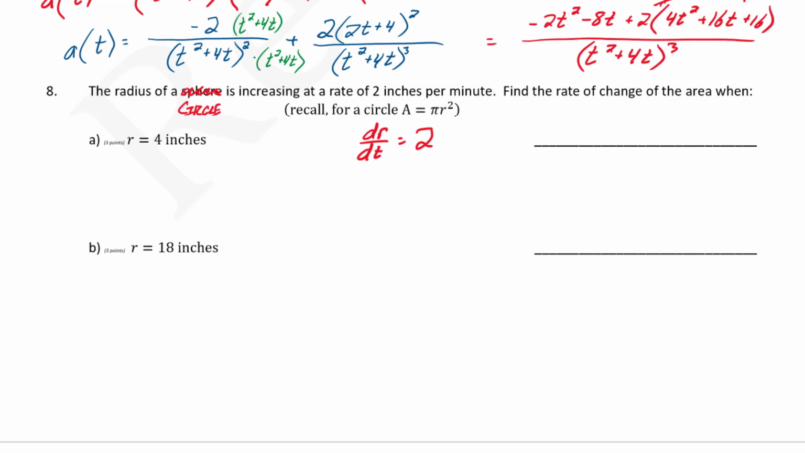Then it wants us to find the rate of change of the area. So this is technically saying that for both of these parts, I want to figure out what dA over dt is. So that'll be the unknown that I don't know. And then it gives me 2 different scenarios where I need to figure out what would happen if I plug in an r of 4, and then what would happen if I plug in an r of 18. So let's get that derivative portion taken care of.